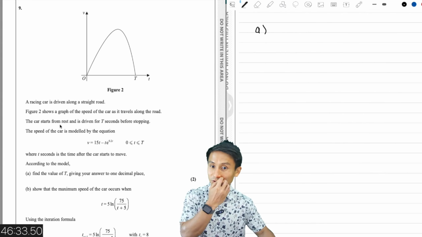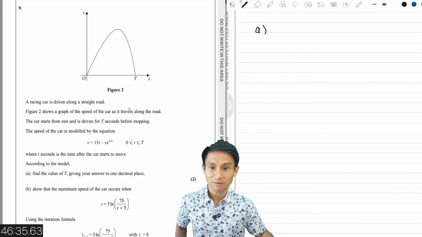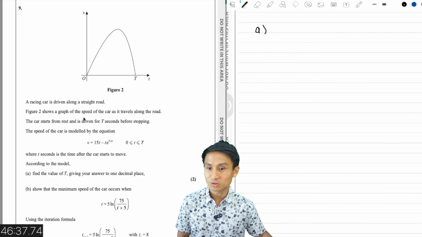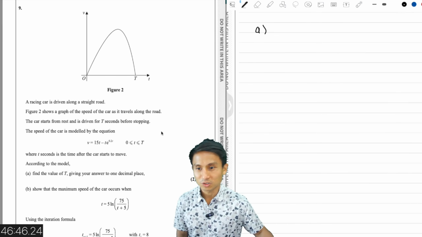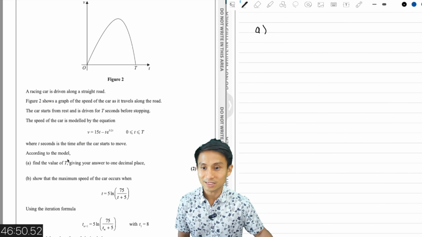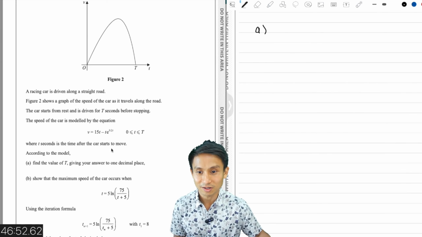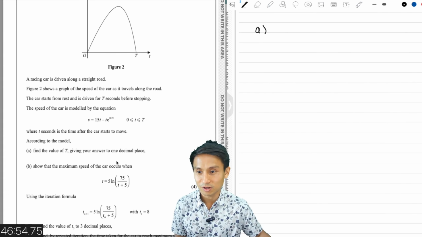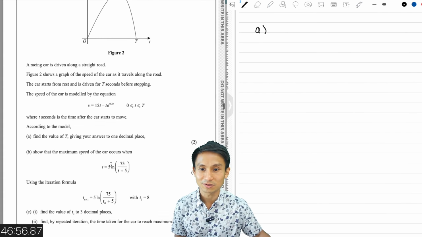Okay, figure 2 shows a graph of the speed of the car, a VT graph here, as it travels along the road. The car starts from rest and is driven for T seconds. All right, this is similar to the flight of the bird there, before stopping. The speed of the car is modeled by this equation. Okay, exponential now, where t is seconds after the car starts to move. According to the model, A, find the value of T, giving your answer to 1 decimal place.